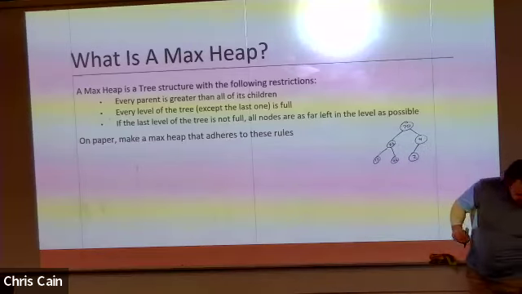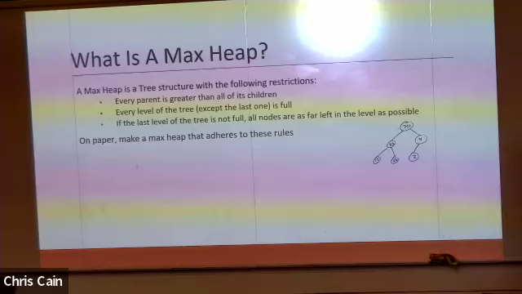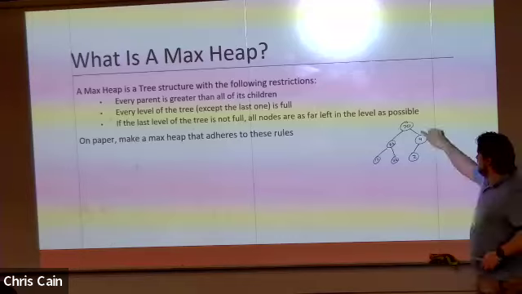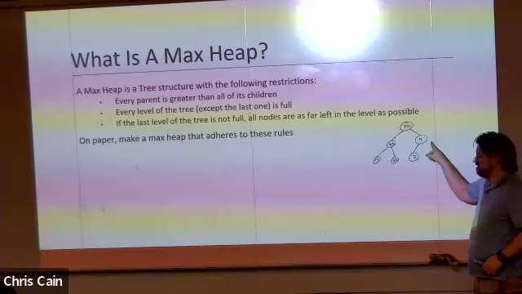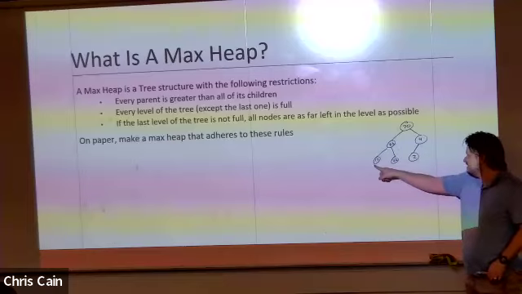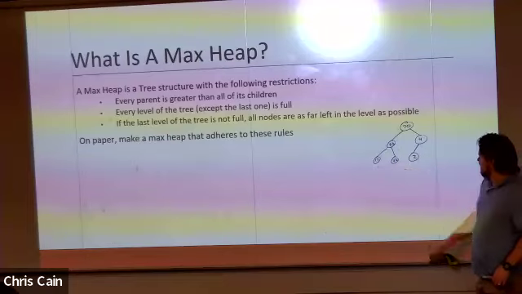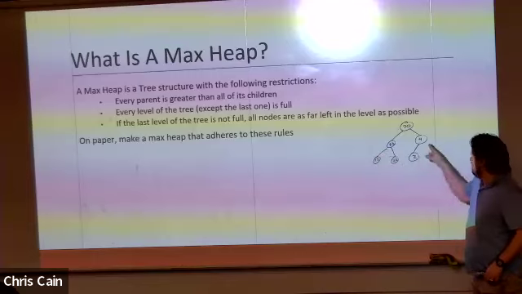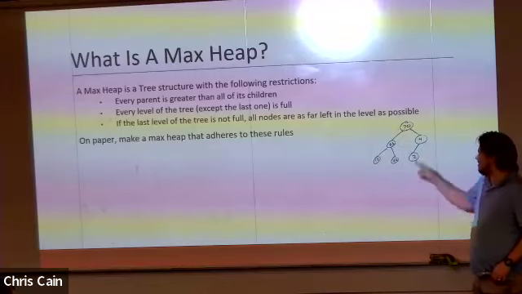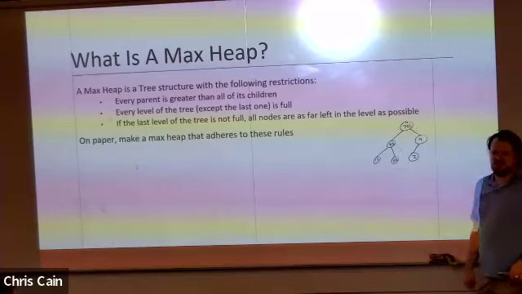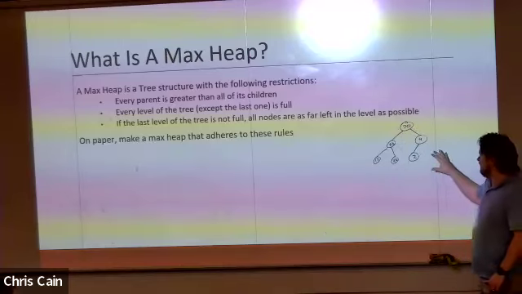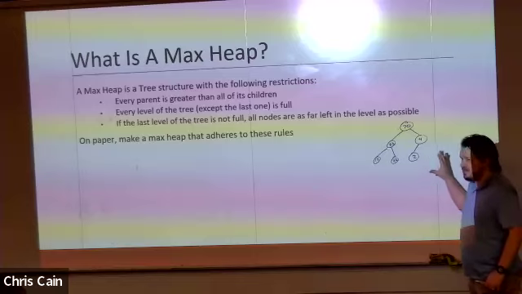Legal heap? Yes or no? Yes, it is. Every parent is greater than its children. 70 is greater than both 63 and 4. 4 is greater than 2. 63 is greater than 17 and 26. Ignoring the last level, this is full. Every possible child of the root has a value. And in the last level, everything is as far left as possible.